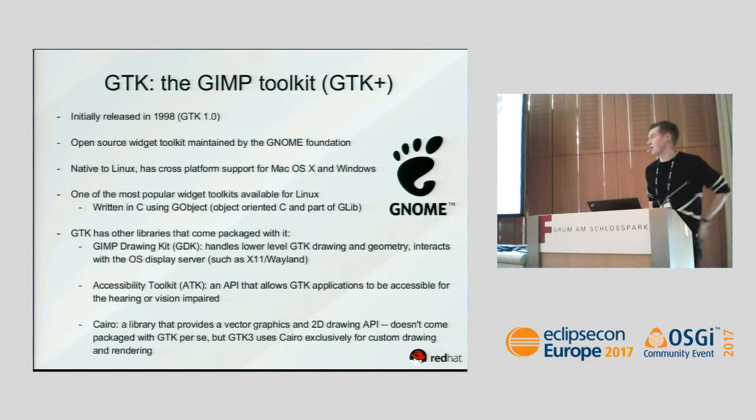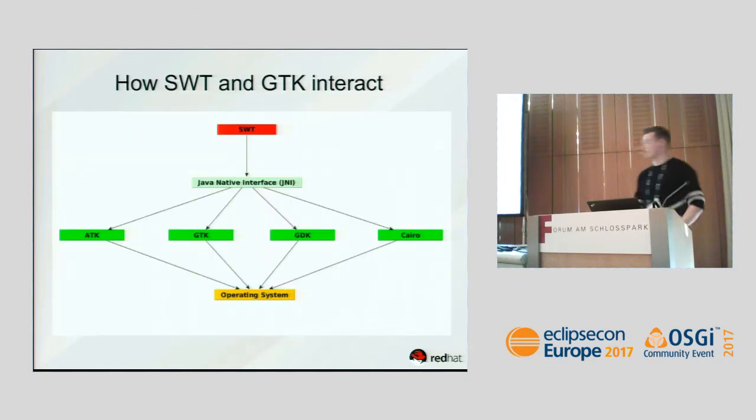And then we have Cairo, which was introduced in GTK2, which is basically a specific drawing toolkit. You can do all sorts of custom drawing with that which wouldn't really exist in GTK. And SWT on Linux pretty much uses Cairo exclusively. The support for non-Cairo drawing was dropped about a year ago, so that's gone. So here we have a quick diagram of how SWT interacts with these different libraries.